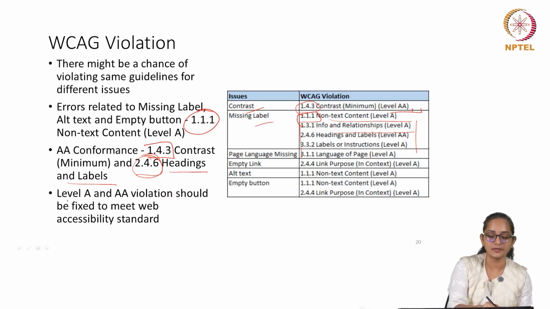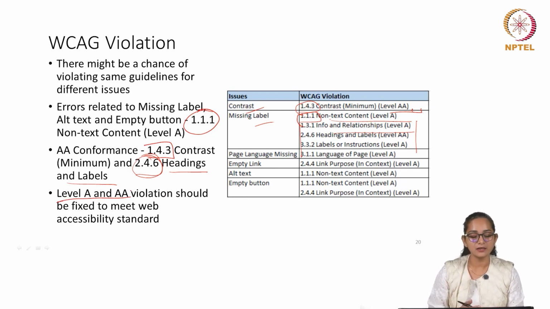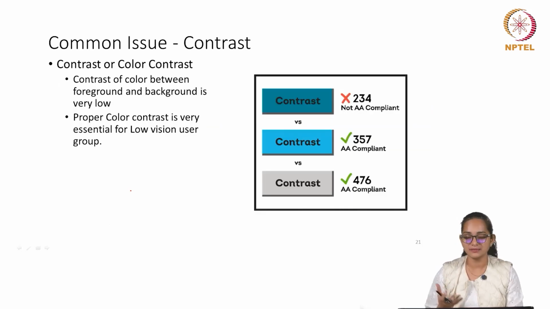Right. So, again as we discussed, all the legal mandates are around A and AA levels, and both of these level related criteria have to be fixed in order to make your web legally compliant with the mandate. So, this is just one more example of a common issue.